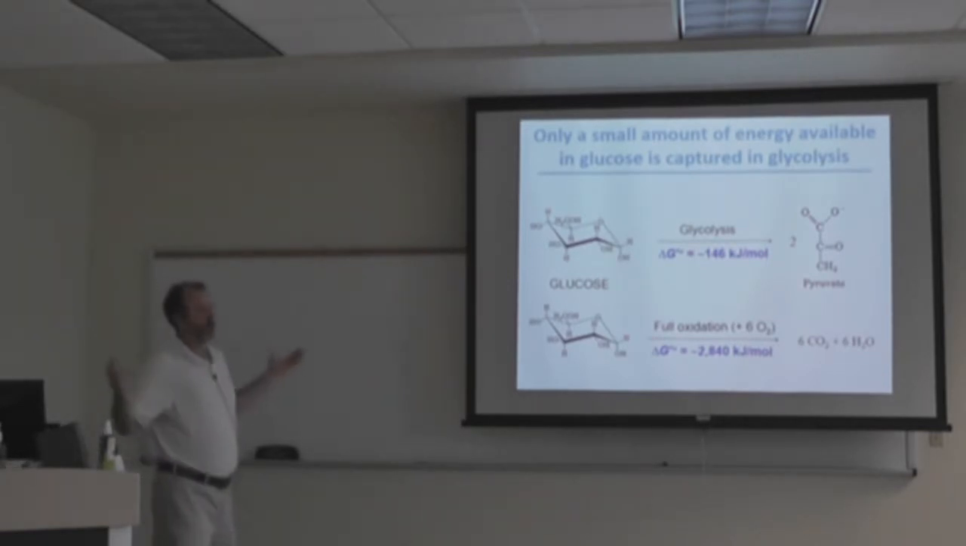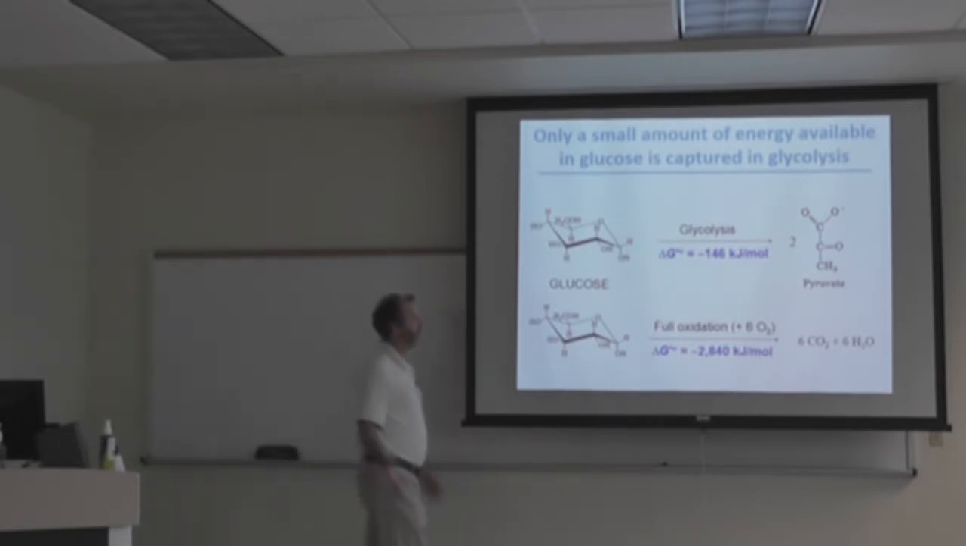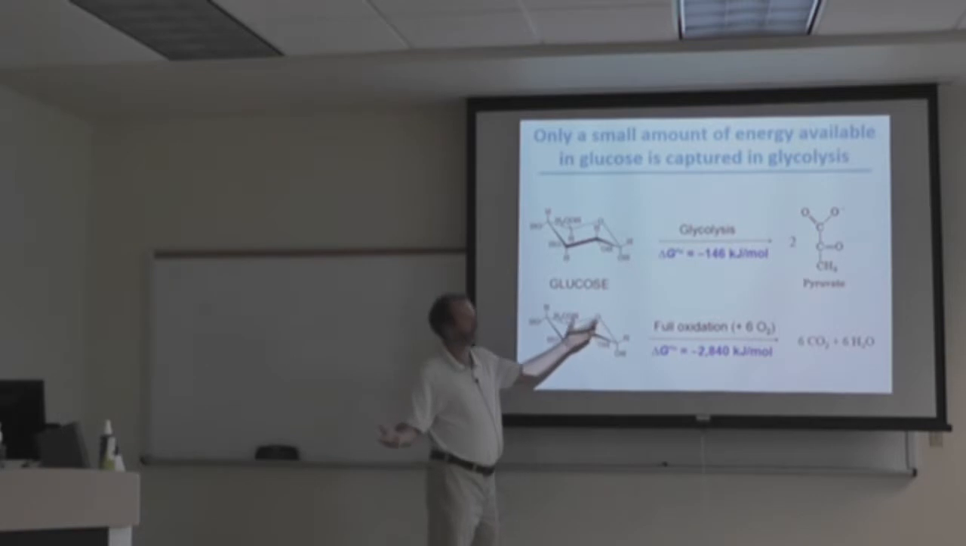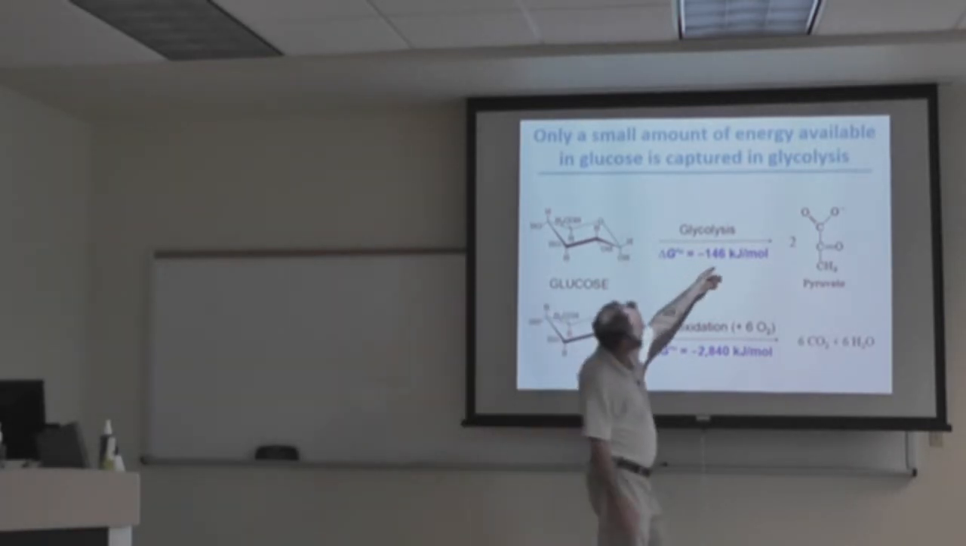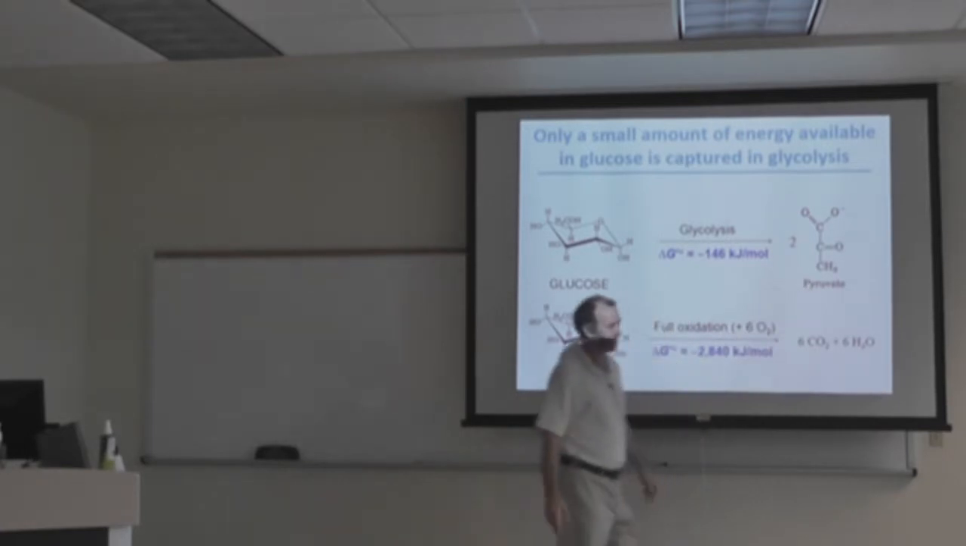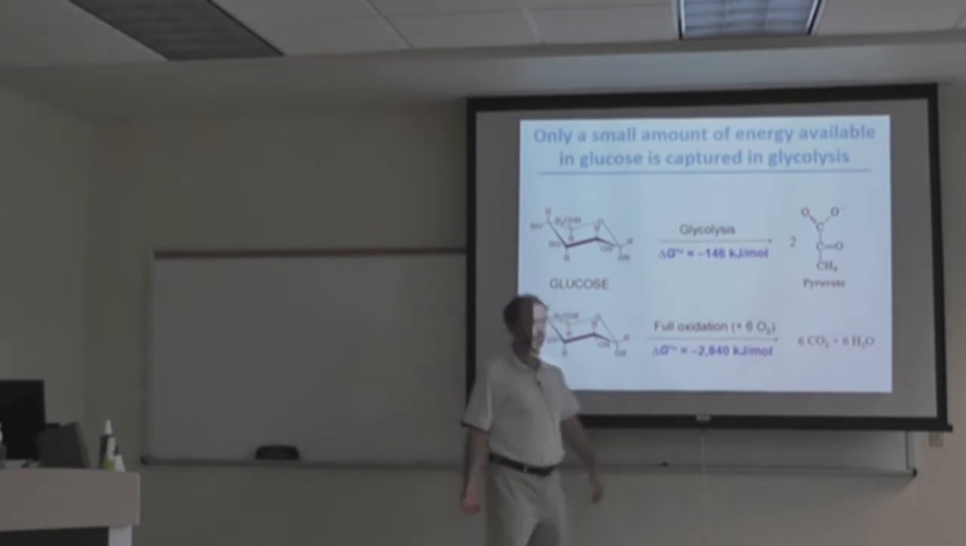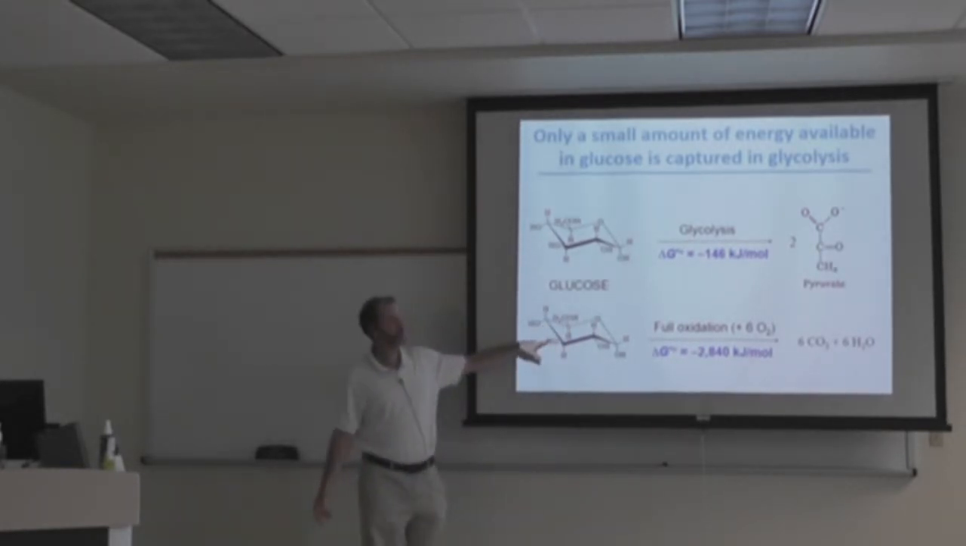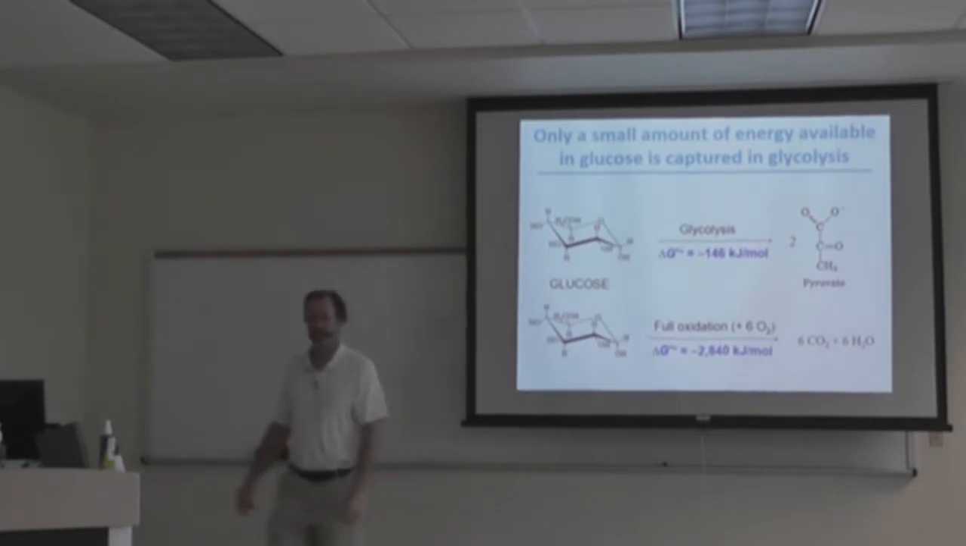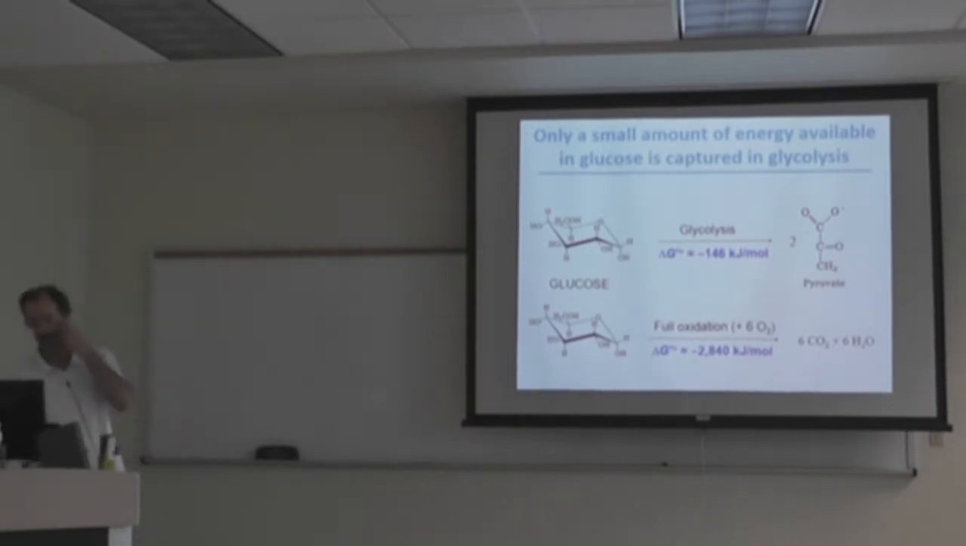So why do we do the TCA cycle and oxidative respiration? Because if we do it without oxidation, we only get about 146 kilojoules per mole, and pyruvate is the result. With full oxidation, we're going to get 2,840 kilojoules per mole when we fully oxidize glucose all the way to carbon dioxide and water. So you get a lot more energy if you have oxygen available, and life is going to take advantage of that oxygen that is readily available out in the world these days.